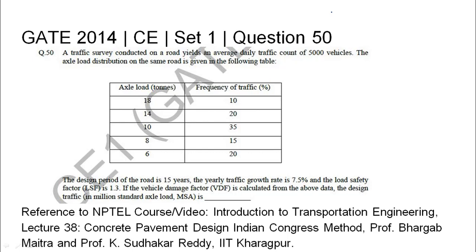GATE 2014 Civil Engineering Set 1 Question 50. A traffic survey conducted on a road yields an average daily traffic count of 5,000 vehicles. The axle load distribution on the same road is given in the following table. The design period of the road is 15 years. The yearly traffic growth rate is 7.5% and the load safety factor is 1.3.